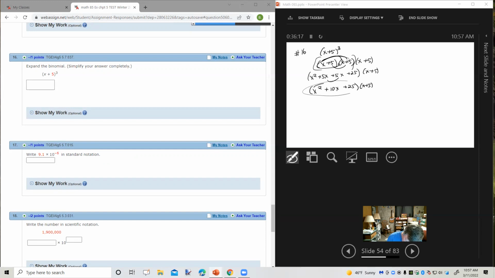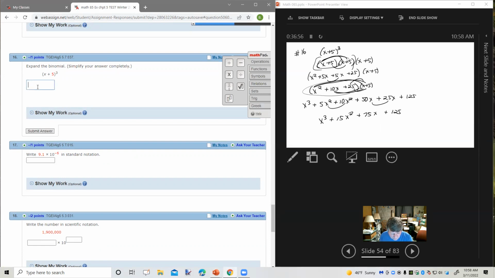Let's see. I'm going to have x squared times x, which is x cubed. x squared times 5, which is 5x squared. 10x times x, which is plus 10x squared. 10x times 5, which is plus 50x. 25 times x, which is 25x. 25 times 5, which is 125. Combining like terms, x cubed plus 15x squared plus 75x plus 125.